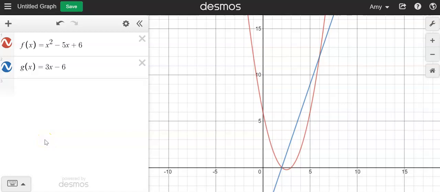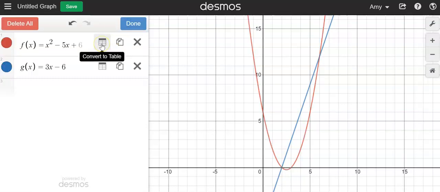Okay, so now we're going to look at the table method for solving systems of equations. So let's pretend that we don't already know the solutions from the graph, and let's try and find it using a table. So you want to have both of the functions already typed into Desmos, and what you're going to do is click on this edit list icon. We'll do it first for f of x, and then you're going to click on convert to table.